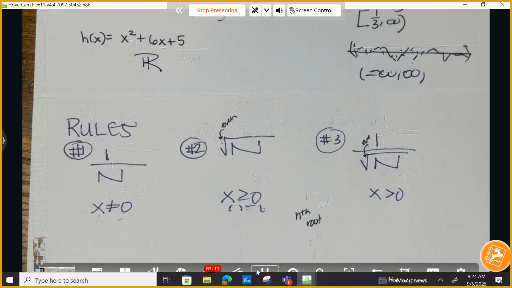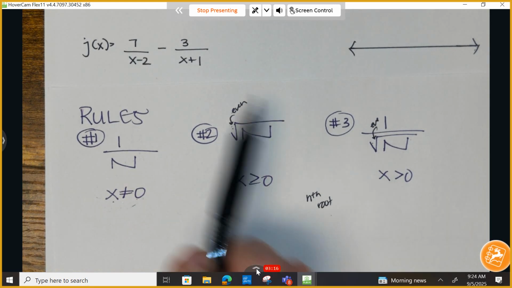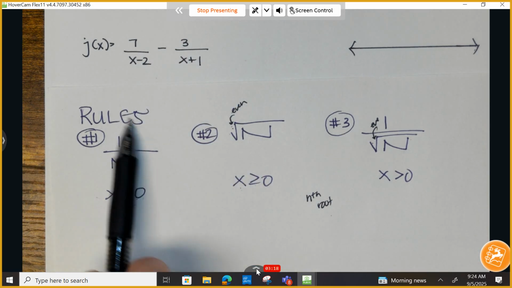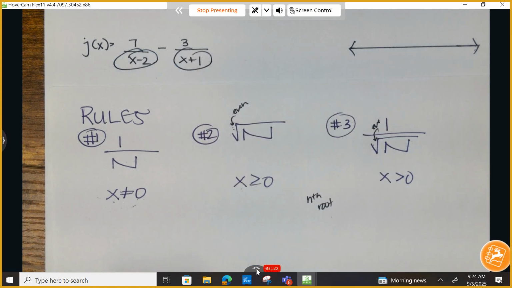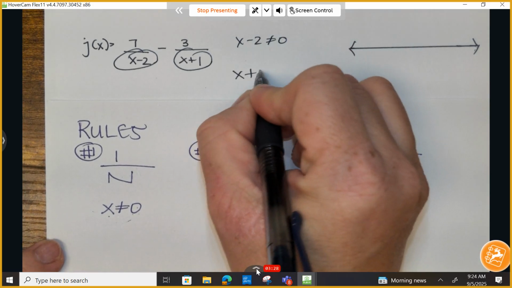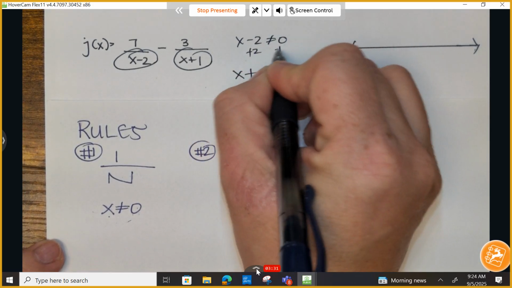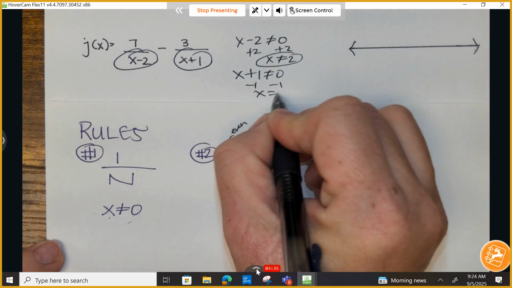So the first thing I'm doing is I'm deciding what rule applies. There is no radical, so I eliminate rule 2 or 3 from being applied, and then I look at rule 1. Is there any variable in the denominator? There is. So each of these denominators cannot equal 0 when we solve. Algebraically, I set them equal to 0, and then I solve. I'm adding 2 to both sides, so x cannot equal 2, and x cannot equal negative 1.